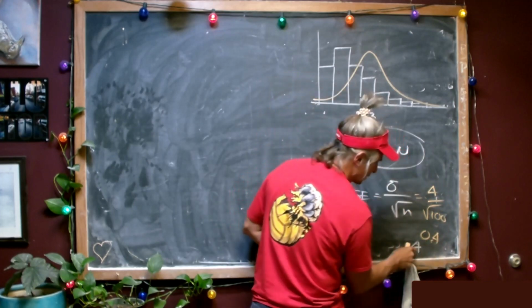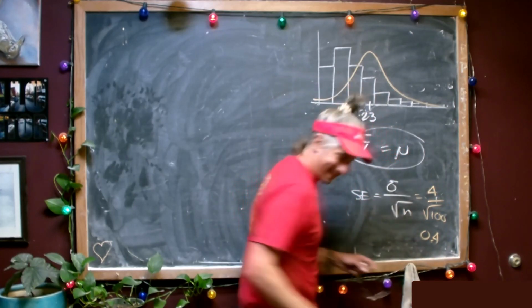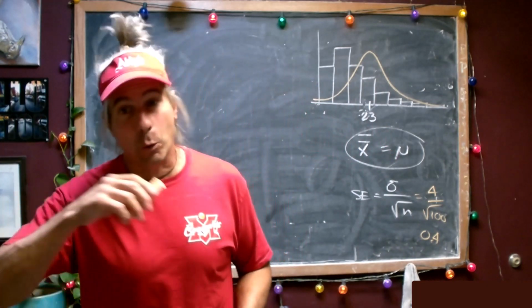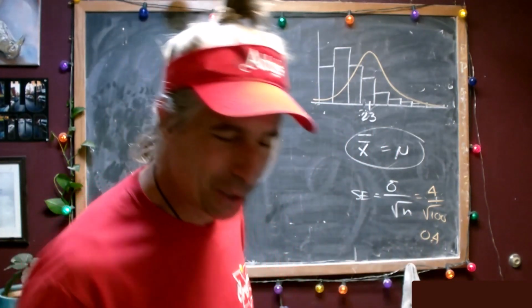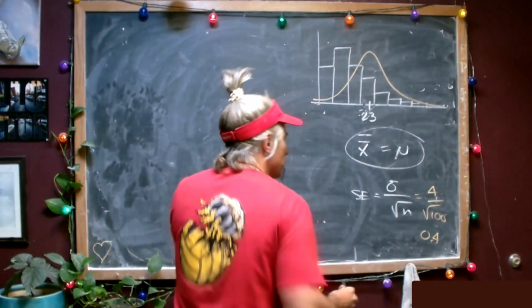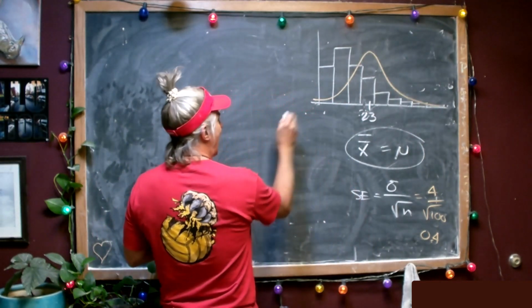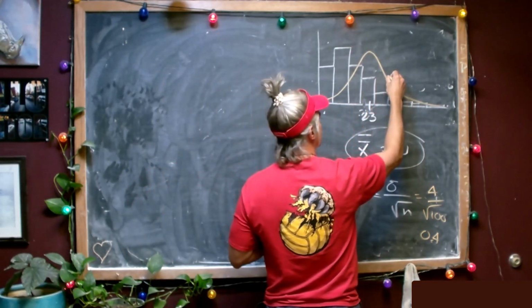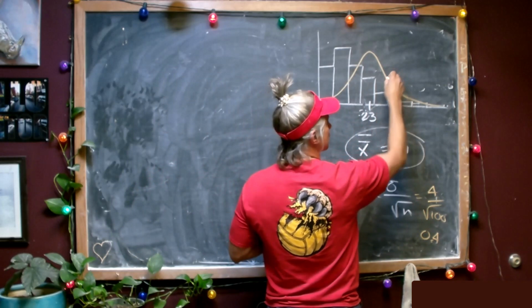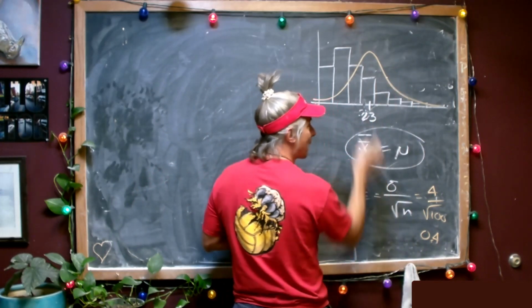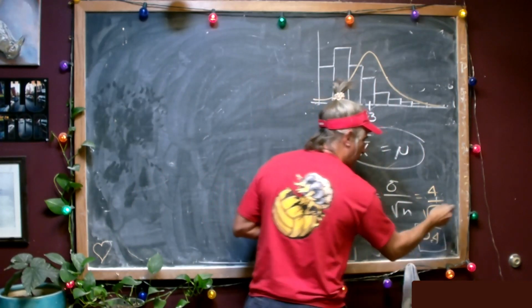And there's a leftover 4 here from something else. So the standard error is going to be 0.4, excuse me. Many 4s. So we know that the average of the sampling distribution is 23. And the standard error of that is 0.4.